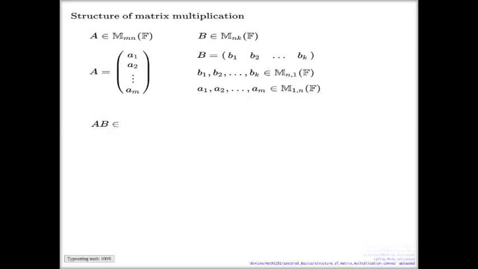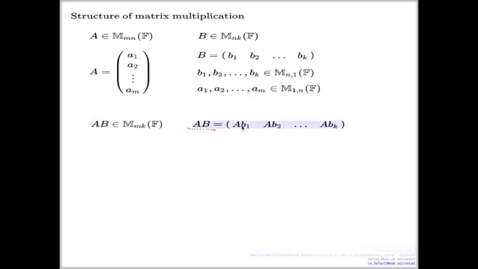So look at this. If I multiply my A and B, the result will be a matrix. We know what the size of that matrix will be: M rows and K columns. But column-wise, this result AB will have this structure. Each column of the product will be of this type. The first column will be as if you multiply the first column of B by the whole A matrix. The second column will be as if you multiply the second column of B by the whole A matrix.